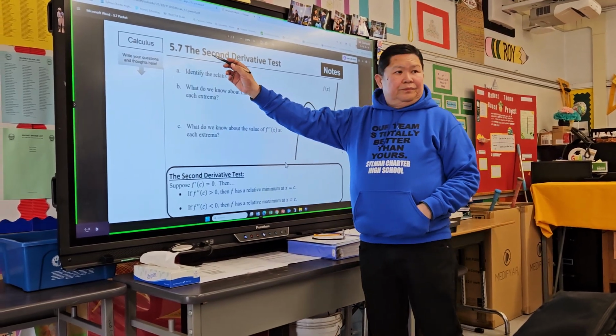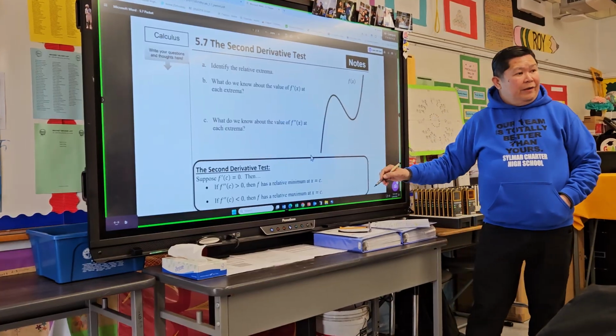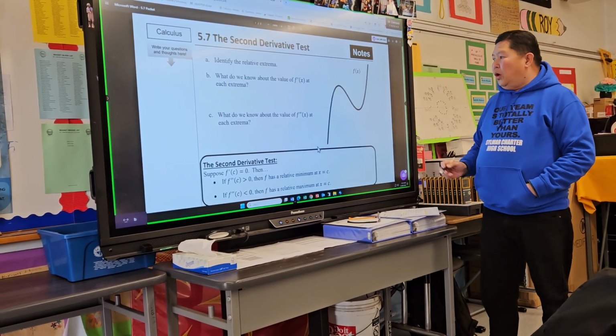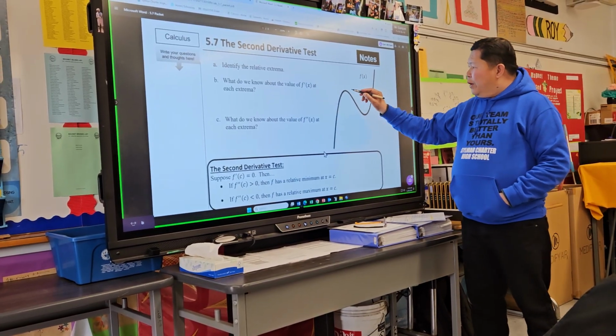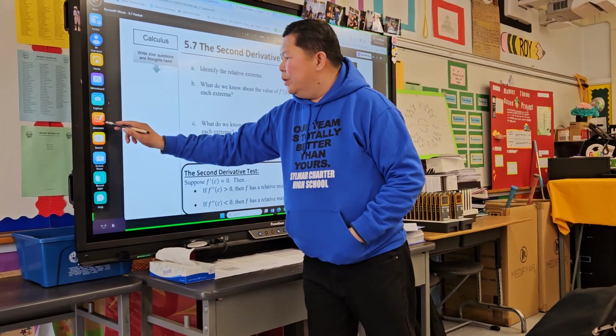So we are on 5.7 and we started discussing this yesterday. We're done with example number 1. But as I recall, we have to identify the extrema. Right here, this is the extrema for this one.